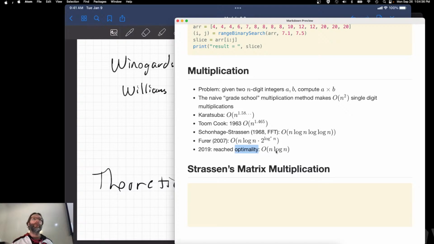There is a lower bound argument, I believe, that you can make for multiplication. You have to look at all the bits, right? If you don't look at all the digits, how can you get a correct answer, right? And so there's a trivial lower bound of order n, right? But then there's also this other lower bound of order n log n. Yeah. So optimality is related to things theoretical.